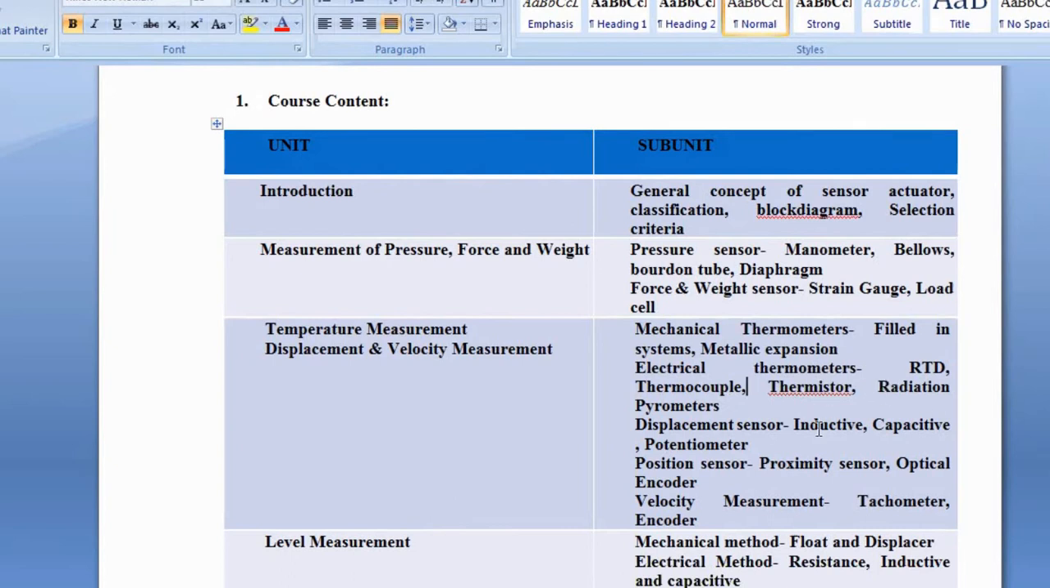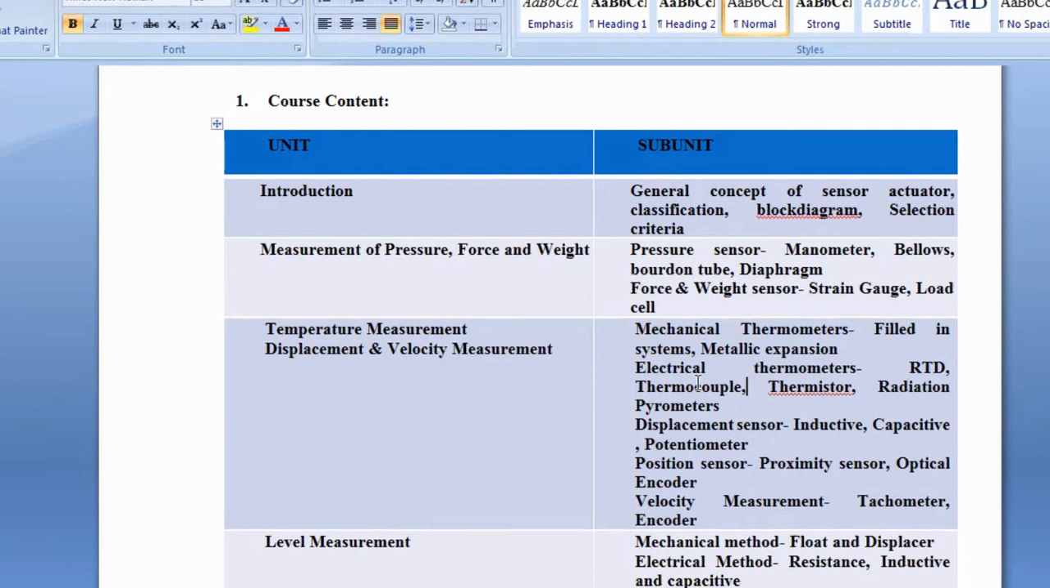The radiation pyrometers are not in the course. Only RTD, thermocouple, and thermistors are included, and I have shown examples from each temperature sensor. That is very important: how to calculate output voltages and temperatures using the formulas I have already shown, 2-3 numericals from these temperature sensors. Next is the displacement sensors.